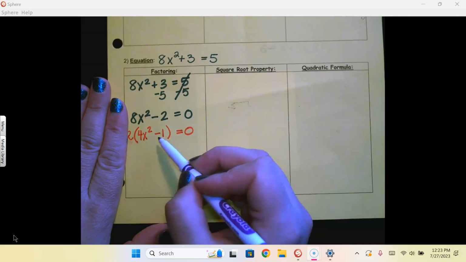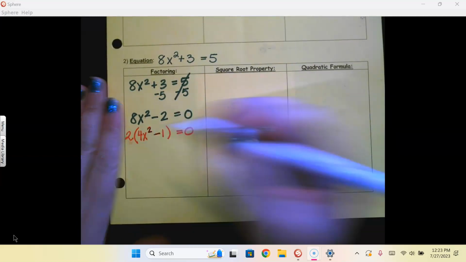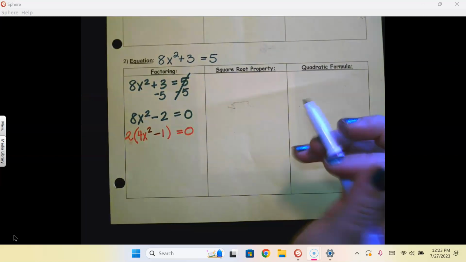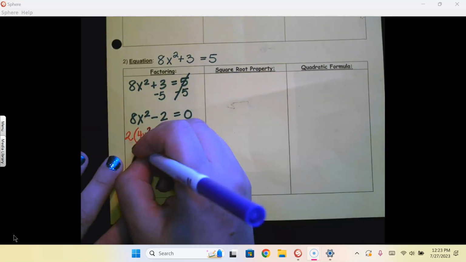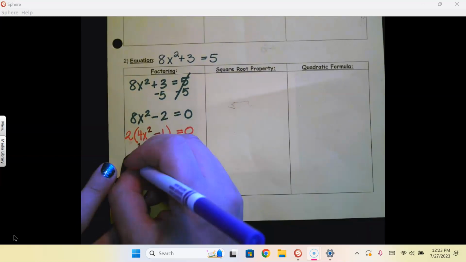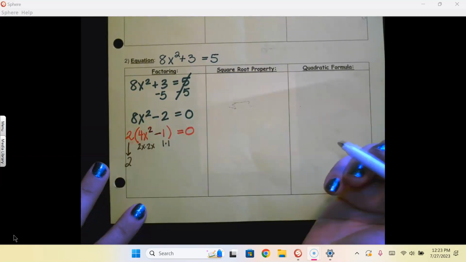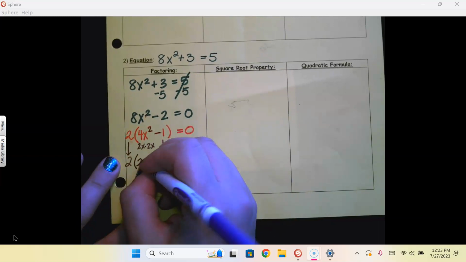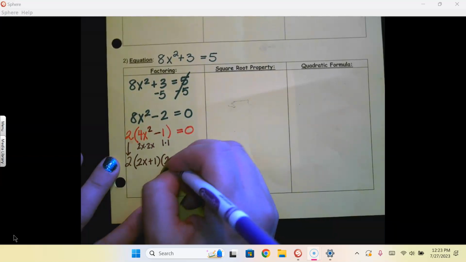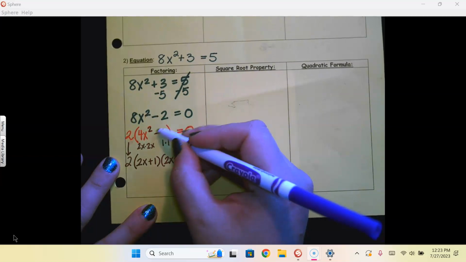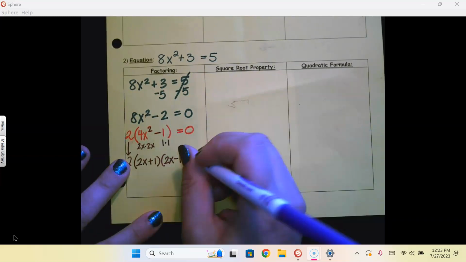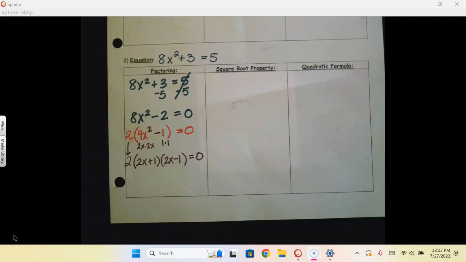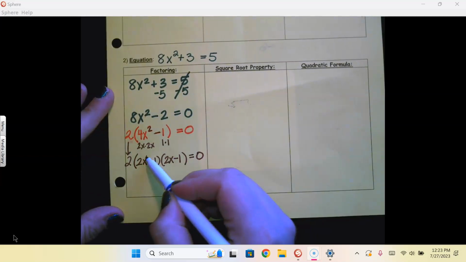So when there's 2 terms, and this is a square and a minus, we look for a difference of squares. So I know that 2x times 2x makes 4x squared, and I know 1 times 1 is 1. So the formula I would use, I'm going to bring down the 2, it will not go away. The formula we're going to use is 2x plus 1 and 2x minus 1. That's how we're going to get this -1 right here.